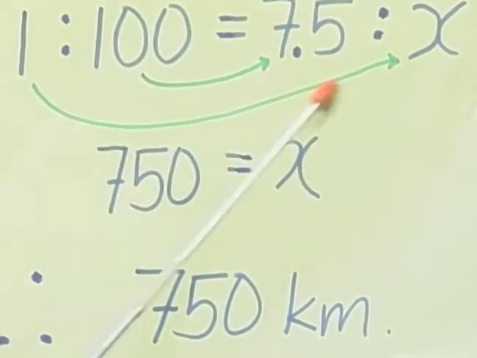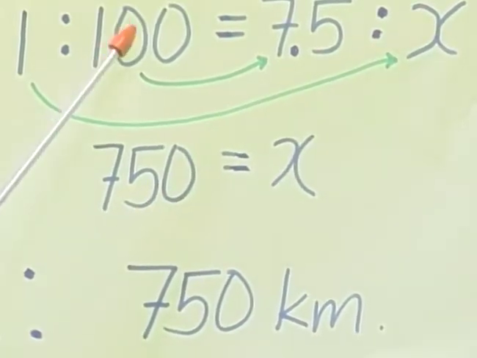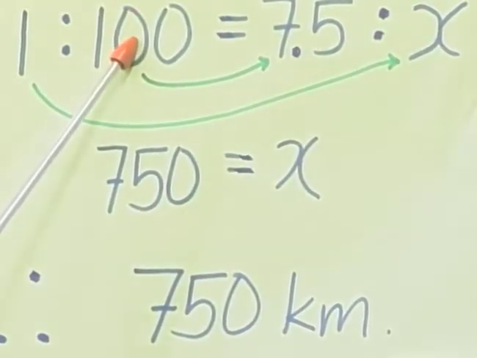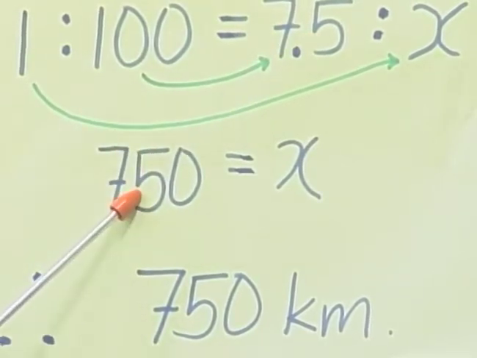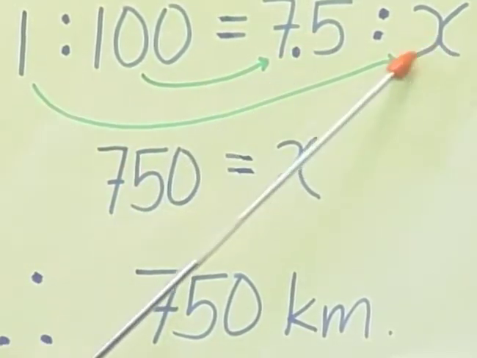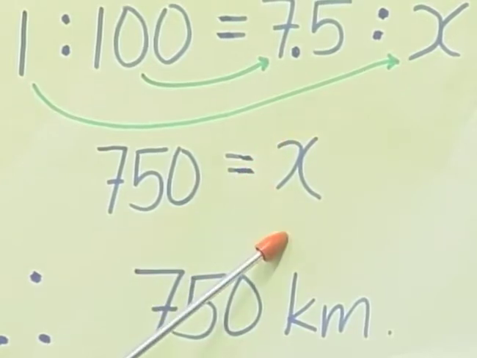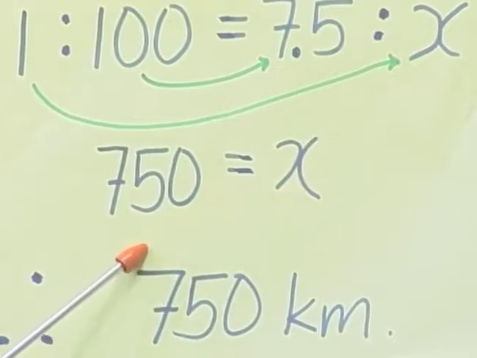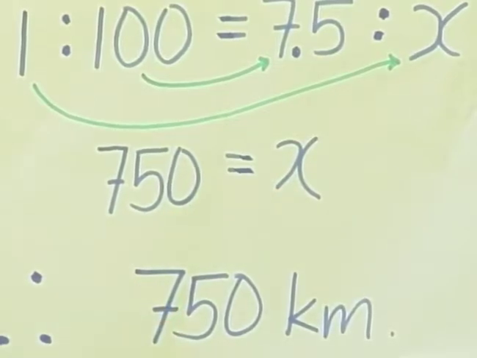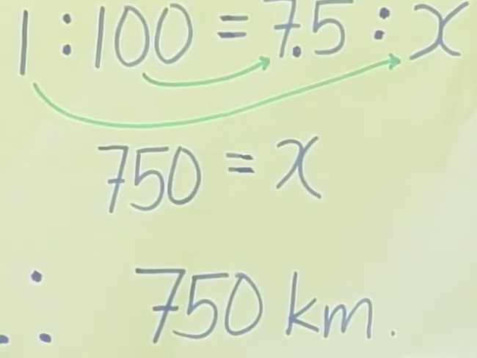So 1 times X. When you multiply 100 times 7.5, you will get 750. And 1 times X is equal to X. So the value of X is equal to 750. And the actual distance on the ground is 750 kilometers. Students, is that clear?